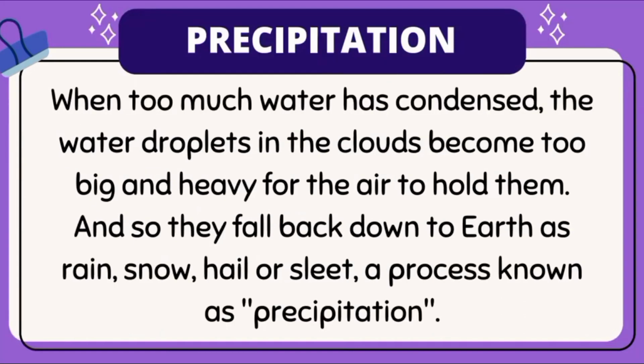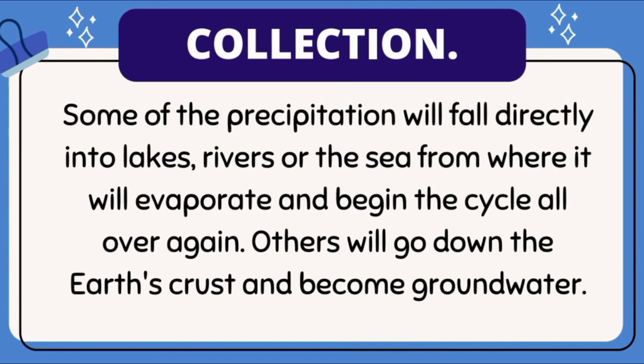Then precipitation is when too much water has condensed. The water drops in the cloud become too big and heavy for the air to hold them. So when too much water has condensed, the water drops in the cloud become too big and heavy for the air to hold them. And so they fall back down to the earth as rain, snow, hail, or sleet, a process known as precipitation. So this is what we call precipitation.